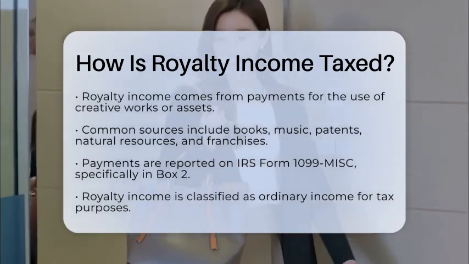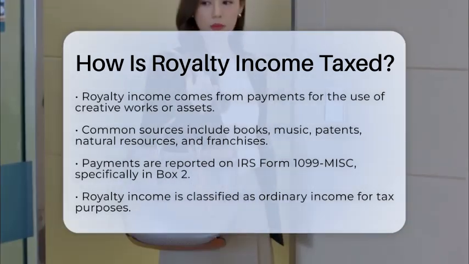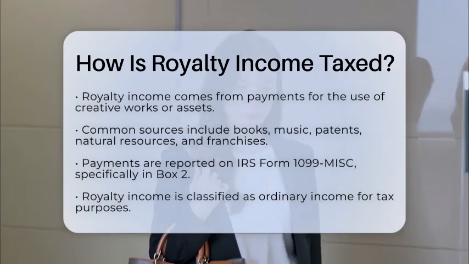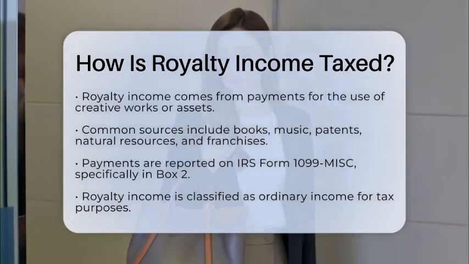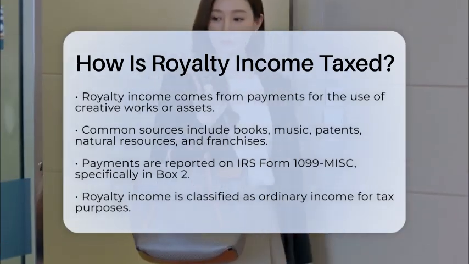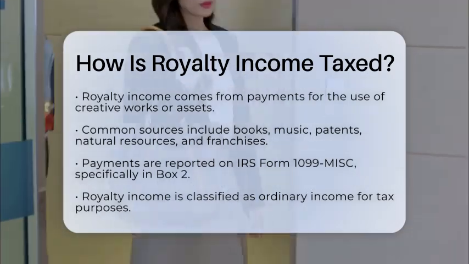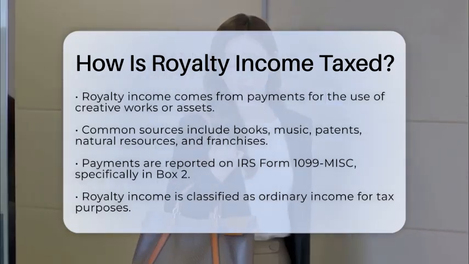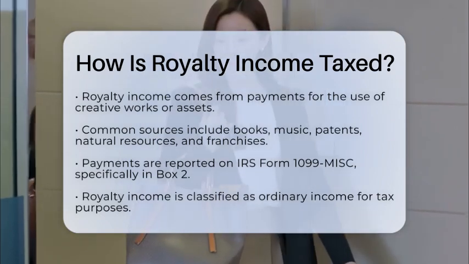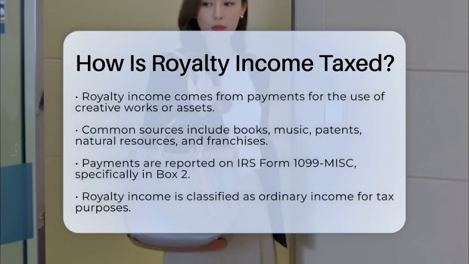Royalty income comes from payments made to you for the use of your creative works, like books, music, or patents. It can also come from natural resources or franchises. When you receive these payments, they are usually reported to you on Internal Revenue Service Form 1099 Miscellaneous Income in Box 2. For tax purposes, royalty income is treated as ordinary income. This means it is subject to federal income tax just like your salary.